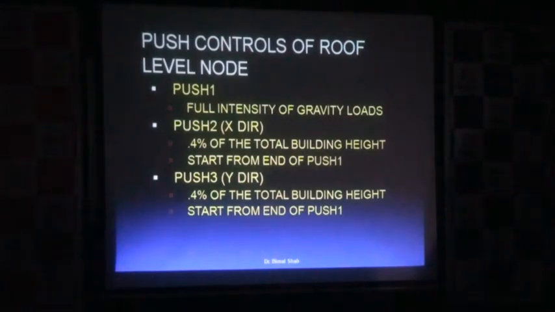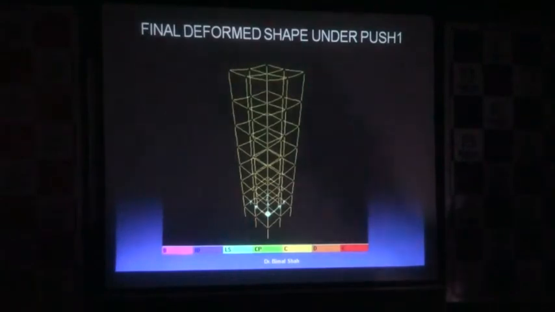We give some target displacement, and the target displacement will be defined as your drift limit. Whatever the drift limit is, we have to follow that codal provision, and that is why the lateral push will never go beyond the drift limit. So the final deformed shape under push 1 is what will be under the gravity load. You can see that all the members are deformed because of the gravity load.